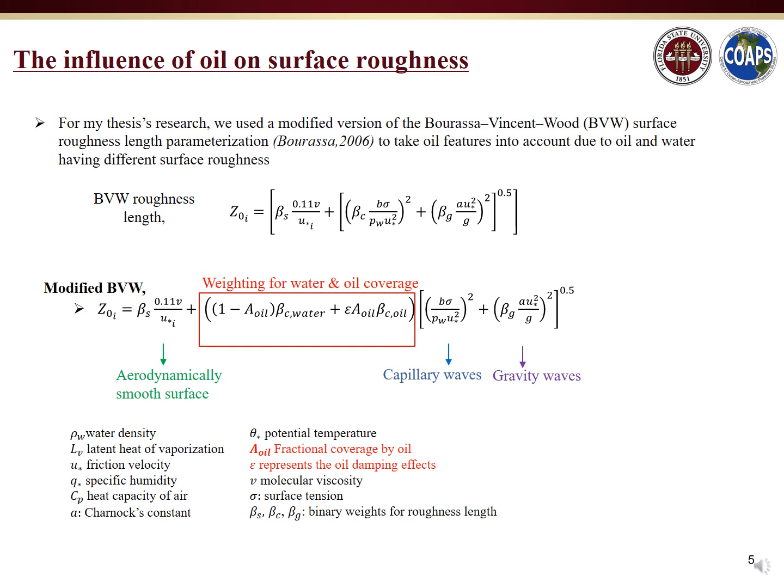For my research, we use a modified version of the Barrasso-Vincent-Wood surface roughness length parameterization to take the oil features into account, due to oil and water having different surface roughness. This version of the BVW parameterization was easily incorporated into the MFT, where all these variables in the BVW can be controlled, in other words, turned on and off in the MFT.